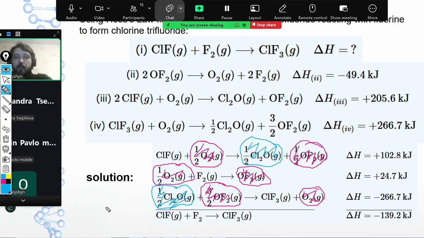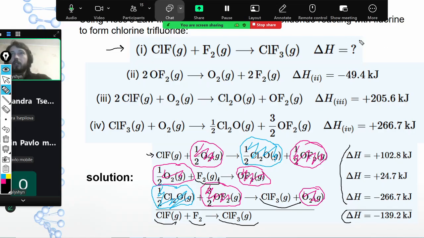Now what is left? Chlorine fluoride, fluorine, and chlorine fluoride 3. So here we have them, which is equal to the initial equation. So we know that these 3 equations combined will give me this first equation. So if I add all these delta H, I should get delta H for this equation. Is it more or less clear what we have done?